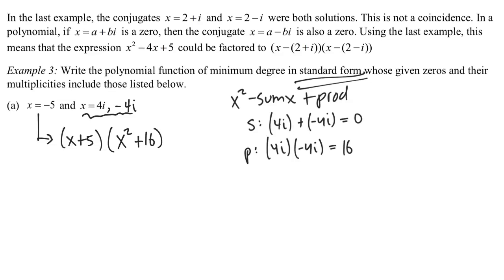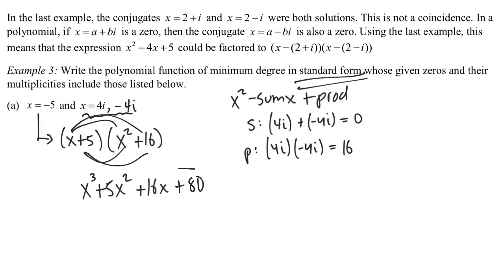The last thing we want to do is just multiply all of this out. So this is just pretty easy distribution here. x times x squared will be x cubed. x times 16 is going to be 16x. I'm going to leave a little bit of space here so that it actually ends up in standard form, which means it's in the correct order. Here I'm going to have 5 times x squared, which is going to be plus 5x squared. That goes in the right spot there. And then plus 5 times 16, which is 80. And so my polynomial in standard form with the zeros listed would be the following.